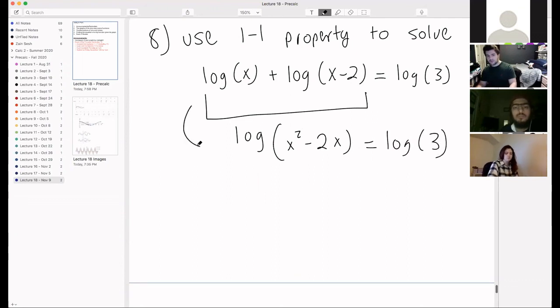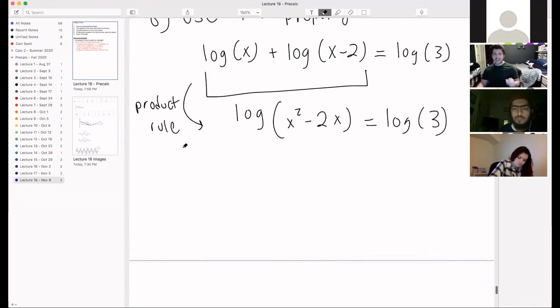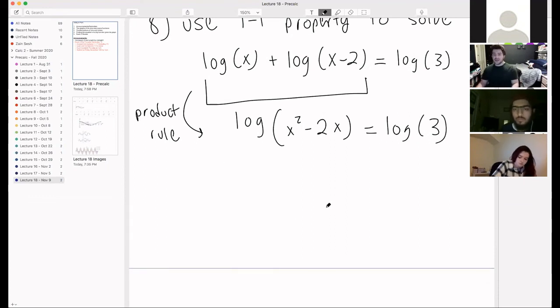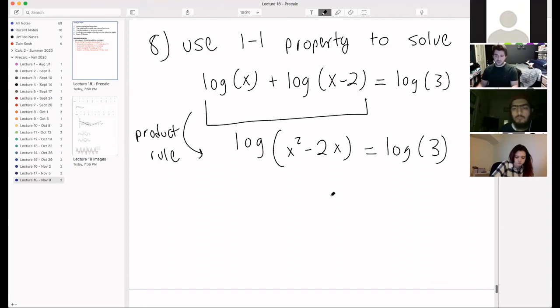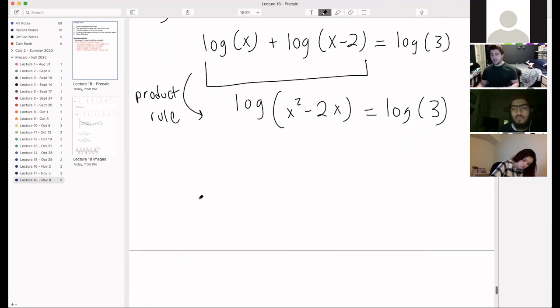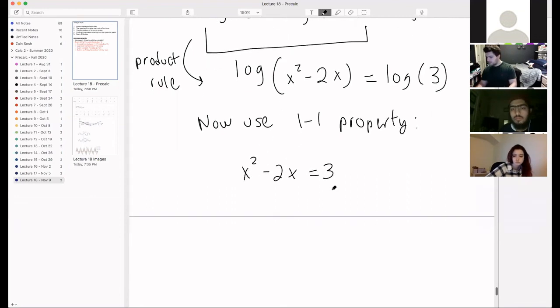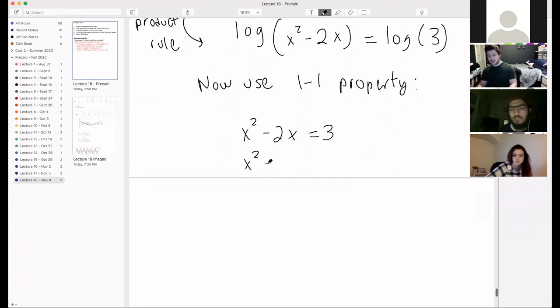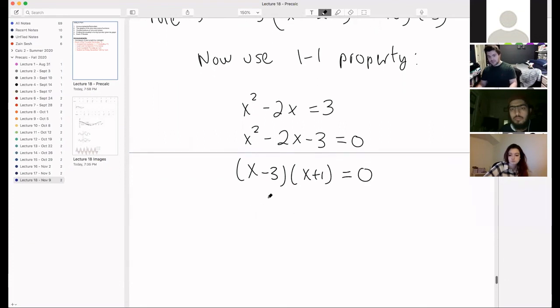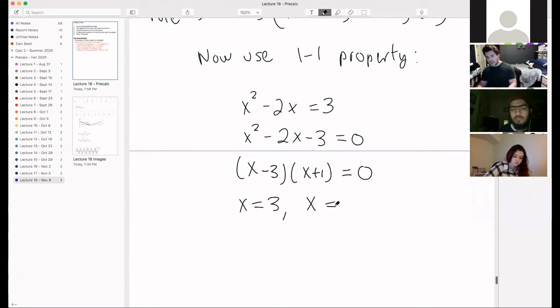Everyone good from here to here? This is the product rule, and I'm doing this as a preliminary step so I can apply the one-to-one property. I need a single logarithm on each side. Good. Now use the one-to-one property. I can set those inputs equal to each other: x squared minus 2x is equal to 3. This is a very nice quadratic. You can factor it as x minus 3 times x plus 1. Use the zero product property: x is equal to 3, x is equal to -1.